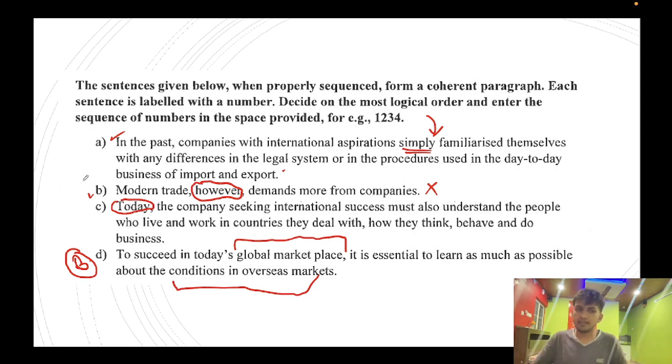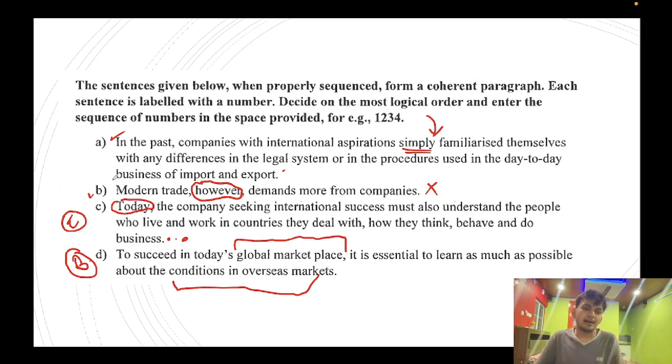and then come to talk about what is happening today. So moreover, this particular sentence, see, today the company seeking international success must also understand the people who live and work in countries they deal with, how they think, behave, and do business. This is kind of putting a close to the paragraph when you compare it with the first paragraph, because here again we are being left in thin air, because we are being talked about the legal system or procedures used in the day-to-day business of import and export. So then there also we are hanging in thin air. So ideally I would choose this as the ending sentence. Okay, ending sentence.